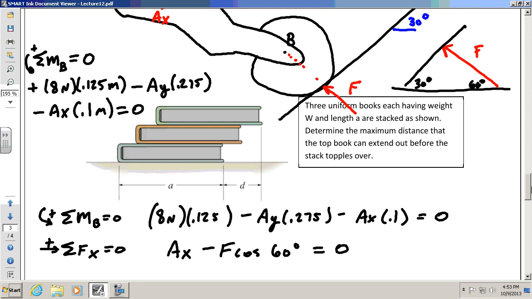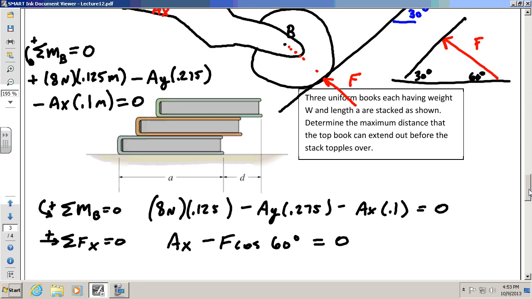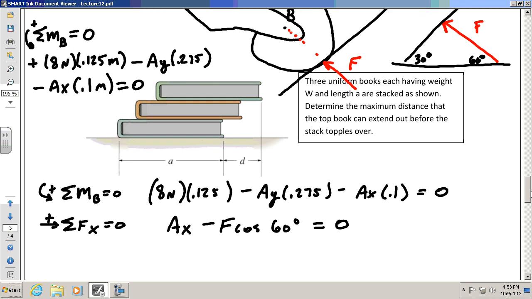And then finally, there's one more, and that is sum of the forces in the y direction equal to 0, up being positive. You've got AY. You've got minus 8, because that's the spring force down. And then you've got plus F sine 60, because that's the F force up.